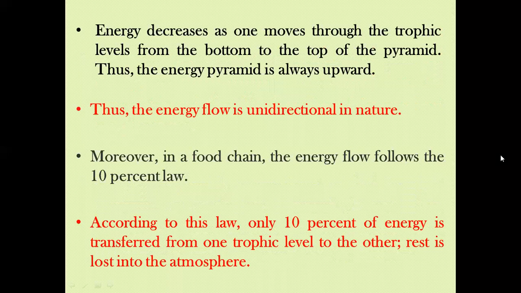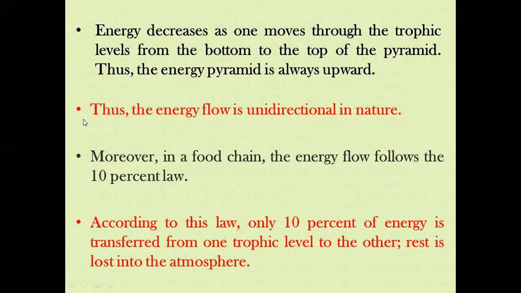Energy decreases as we move through different trophic levels from the bottom to the top of the pyramid. Thus, the energy pyramid is always upward. That is, the energy flows in only one direction. It is always flowing from the bottom to the top, never from the top to the bottom. This is something which is very important, and you need to remember that the energy flow always takes place from the bottom of the pyramid to the top of the pyramid.